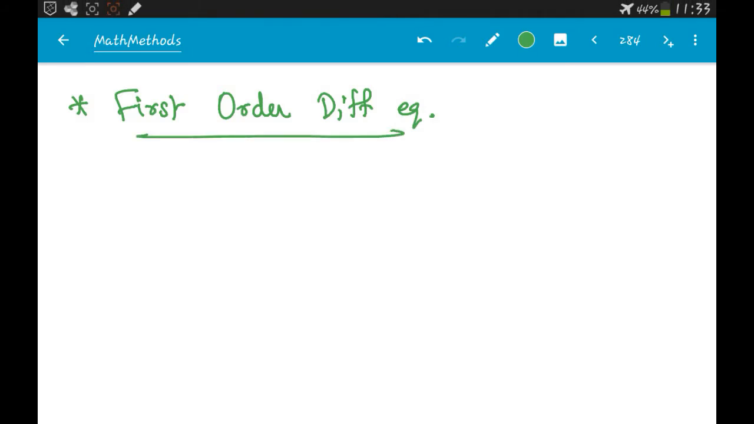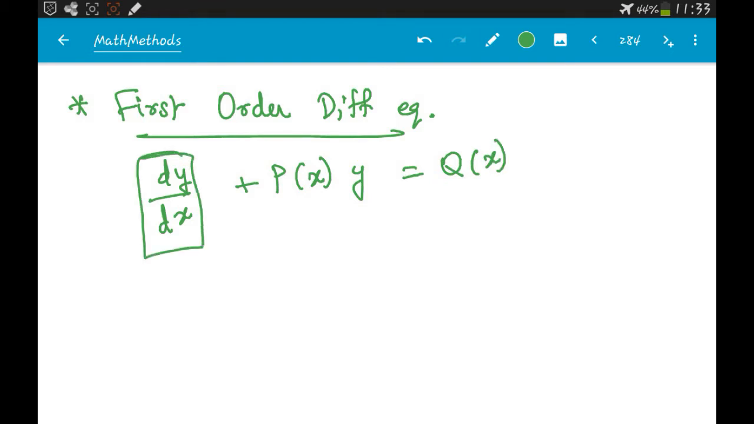A first order differential equation will be of the form dy by dx plus p of x into y is equal to q of x. Okay, so why is it first order? Because the derivative is taken only once with respect to x, right? It is just the first derivative of y with respect to x. So this is your first order.